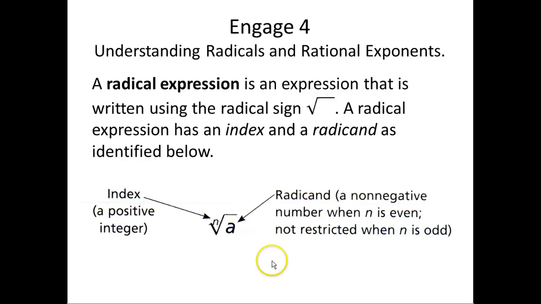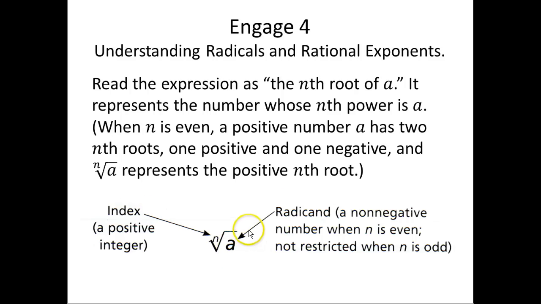A radical expression is any expression that's written using the radical sign, just like this one here. A radical expression has an index, which is some positive integer, and a radicand. The number underneath the radical sign is called the radicand. You read this expression as the nth root of a. It represents the number whose nth power is a.